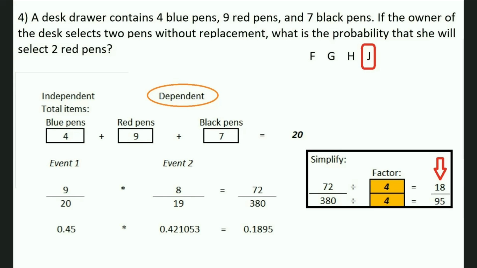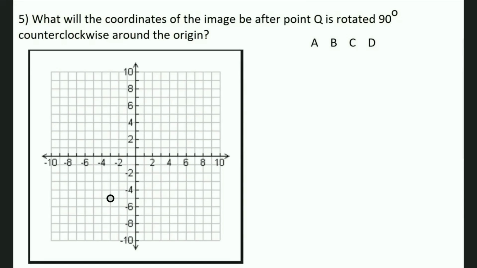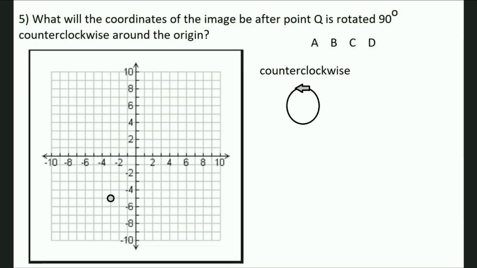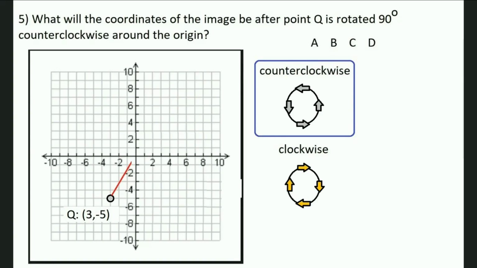Moving on to our last part. What will the coordinates of the image be after point Q is rotated 90 degrees counterclockwise around the origin? So remember, counterclockwise is this direction. It's moving in the opposite direction of a typical analog clock. And there is Q. It's 3, negative 5. And again, I'm showing you the counterclockwise motion and clockwise motion. We're moving counterclockwise 90 degrees. See that red line? It's pointing to the origin. So that's our center of rotation.